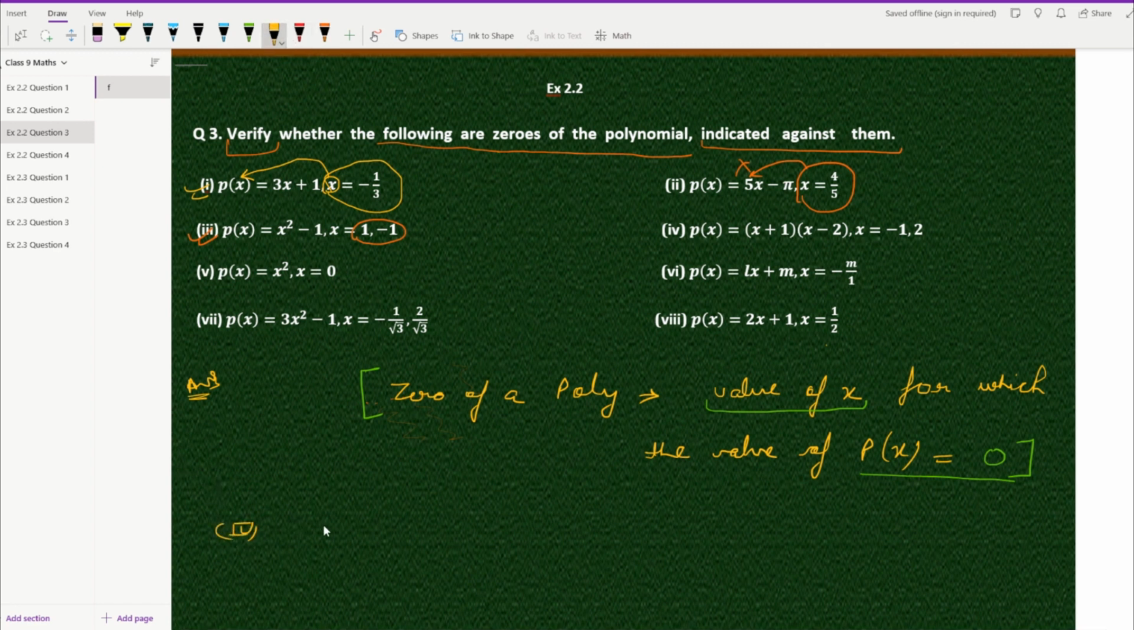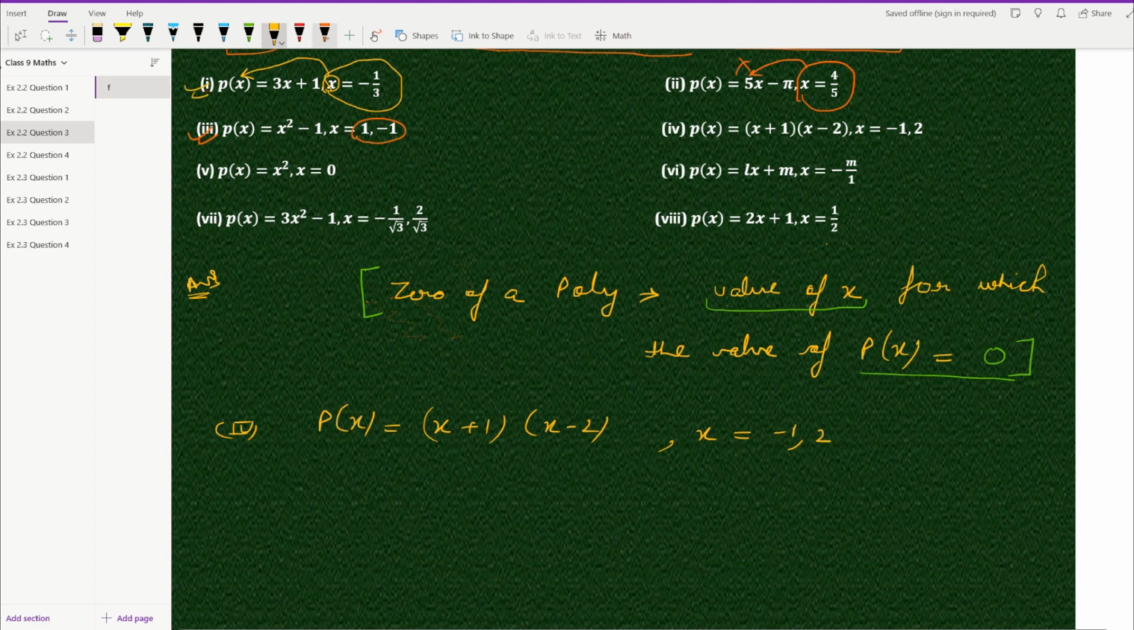So the fourth part is saying the polynomial is (x plus 1) into (x minus 2), and we have to check for the values of x which are minus 1 and 2. So let us substitute these values of x equal to minus 1 and 2 in this polynomial, right?